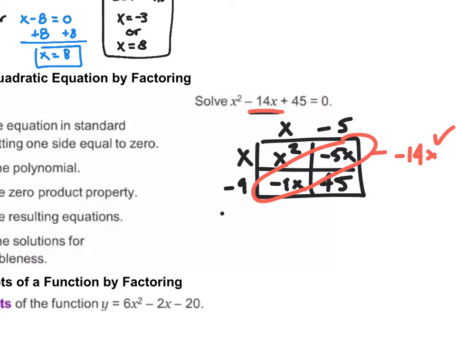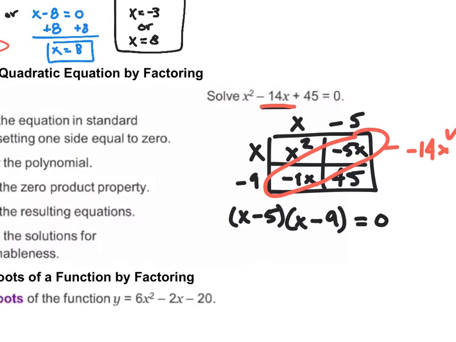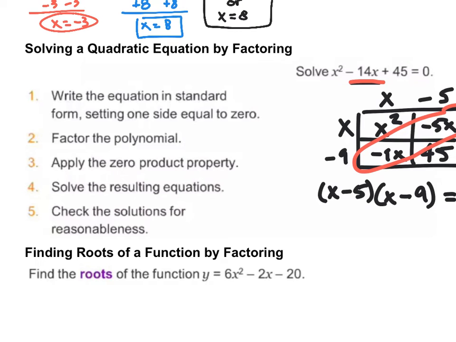So what I have now is the equation, or the product of two binomials. I've got x minus 5 times x minus 9, and I'm going to set that equal to 0. All right, so that's the first thing I've done, is I've just factored that polynomial.